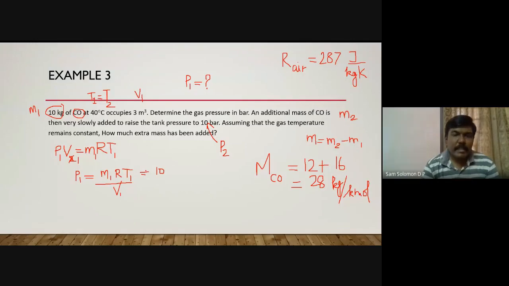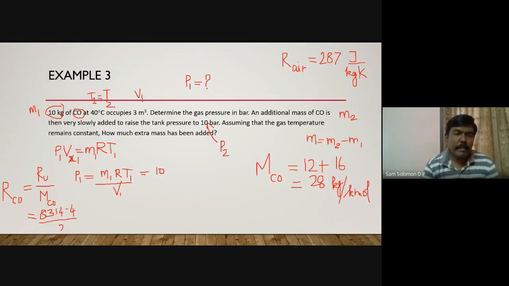So how will you estimate this R? Last class we saw the formula for this. R for carbon monoxide is equal to Ru divided by the molecular mass of carbon monoxide. This we saw in the previous class. The formula is Ru divided by M. What is the value of Ru? That is always constant, 8314.4. So 8314.4 divided by 28.